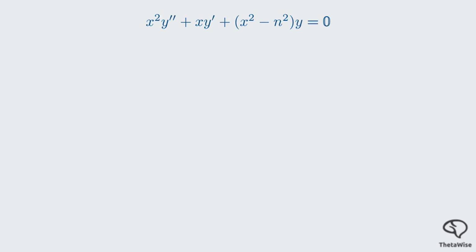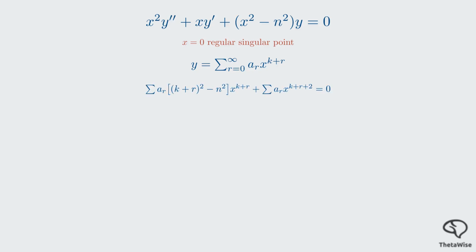The Bessel differential equation from the notes is x squared y double prime plus x y prime plus x squared minus n squared times y equals 0. Here, x equals 0 is a regular singular point, so use y equal to the sum from r equals 0 to infinity of a sub r x to the power k plus r. Substitution and collection produce the sum of a sub r times k plus r squared minus n squared times x to the power k plus r plus the sum of a sub r x to the power k plus r plus 2 equal to 0.